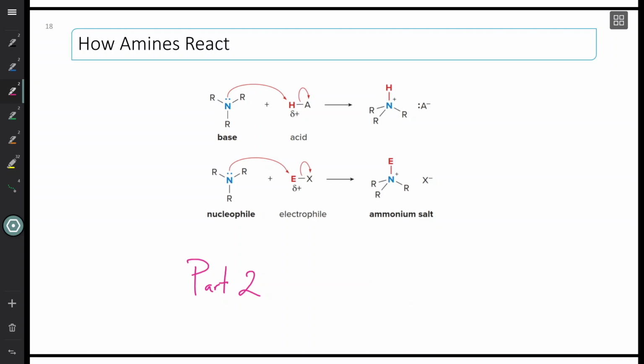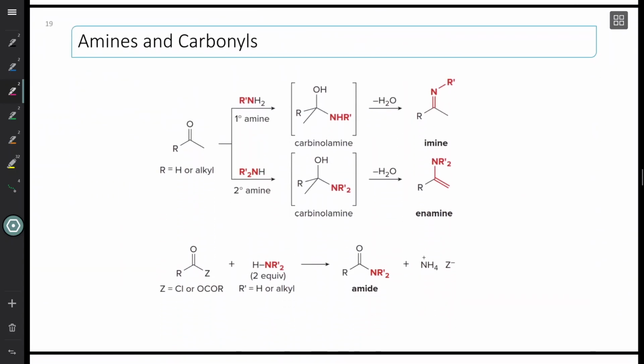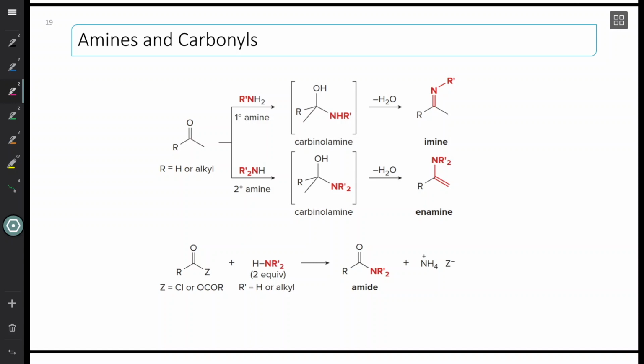The main thing to remember is that amines have that electron pair, right? So that makes them electron rich, and so they are nucleophiles. So then the question is, what kind of electrophiles can we react with them? And that's what we're going to look at. So a lot of this is review, right? Amines and carbonyls. Carbonyls are a good electrophile.